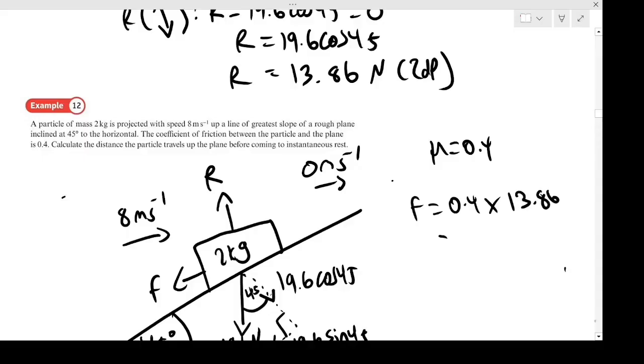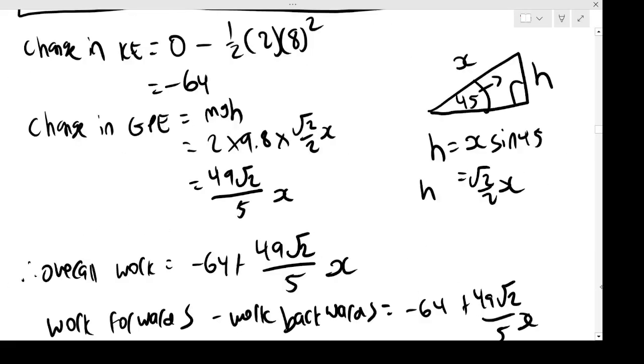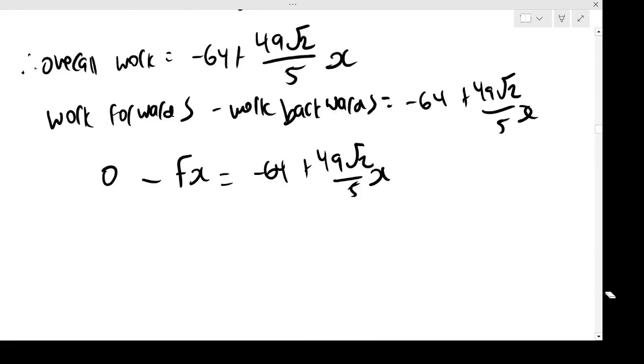And so that's going to get me 5.54 newtons. And there we are. Now I can use that here. So that means minus 5.54 lots of x is going to equal minus 64, add 49 root 2 of 5x. I'm just going to round that as well.